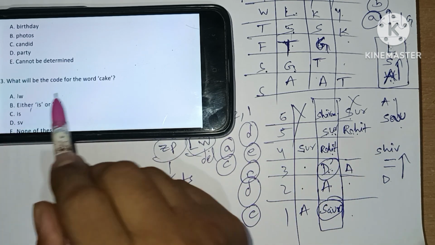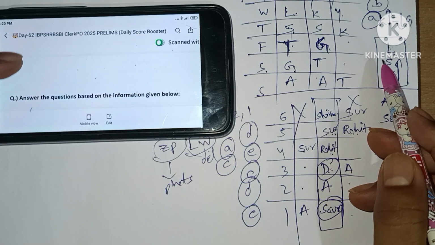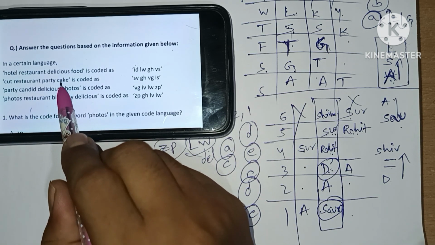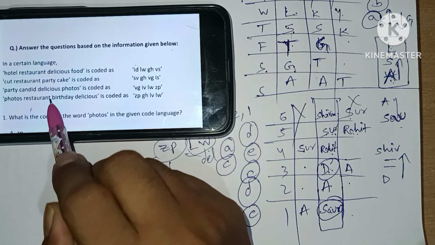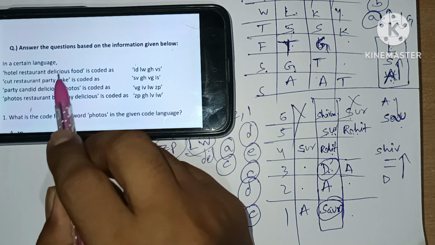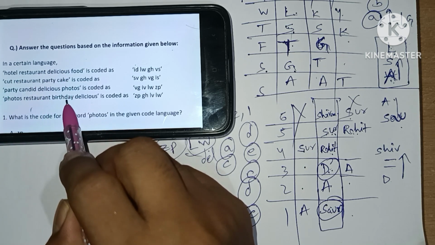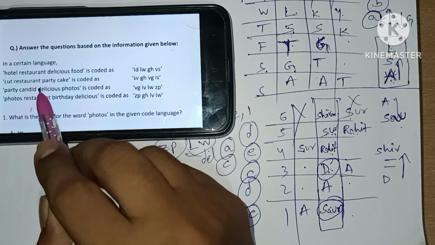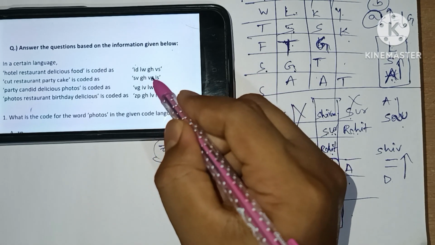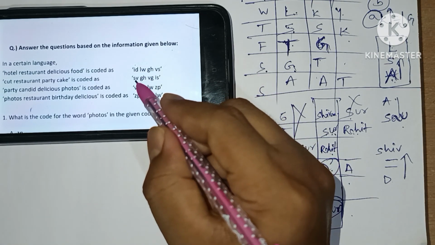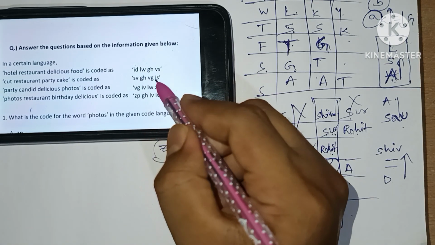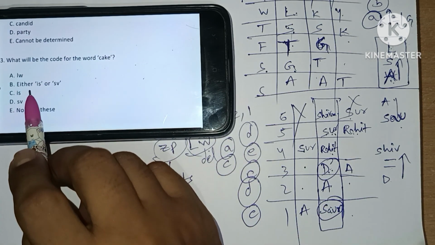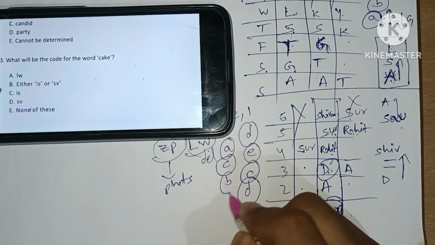Next, what will be the code for the cake? Cake. Here this is cake. Here cake also only one term. Cut. Is there any cut again? No. So we get two cases. Restaurant and party is over. So VG and GH are taken out. We are left with SV and IS. So either SV or IS is our answer. Option B is the answer.